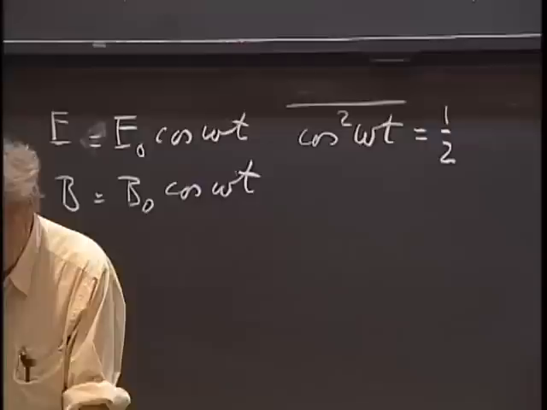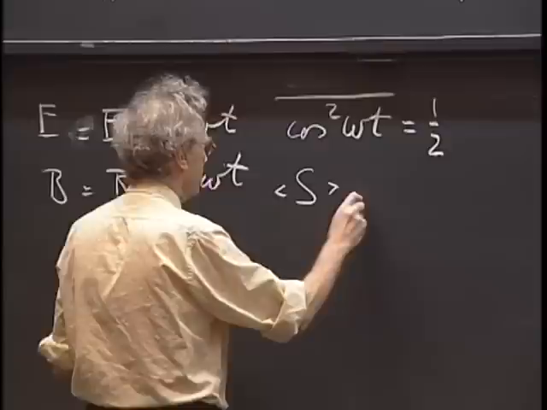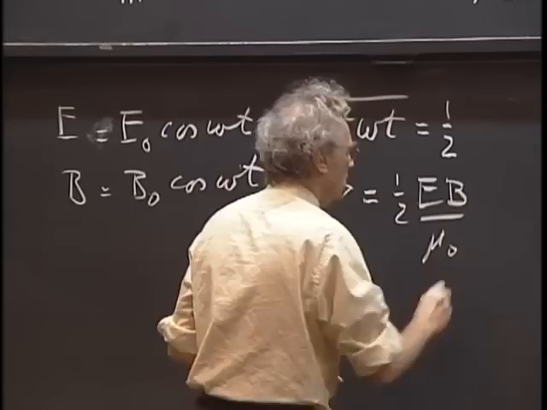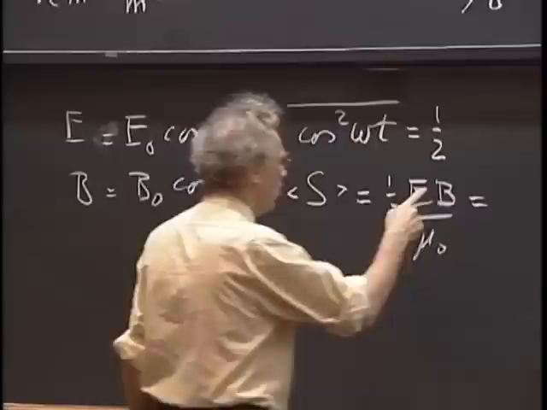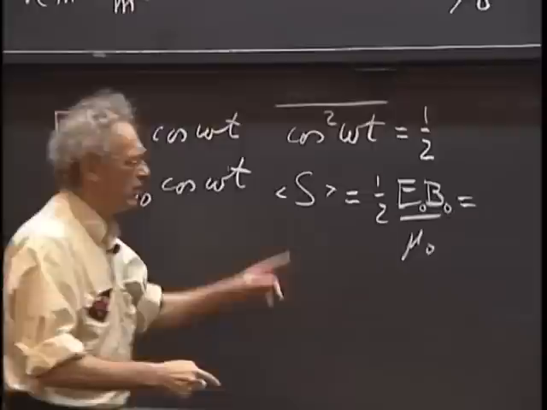And so we can conclude then that the average value of the Poynting vector, time averaged, is 1/2 that value, 1/2 E B divided by mu 0. Oh, by the way, this is 1/2 E0 B0 divided by mu 0. It's important that you have the E0 because the cosine squared average is 1/2. So here are the amplitudes.